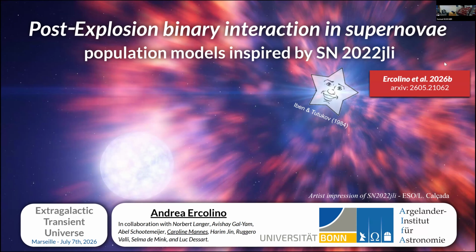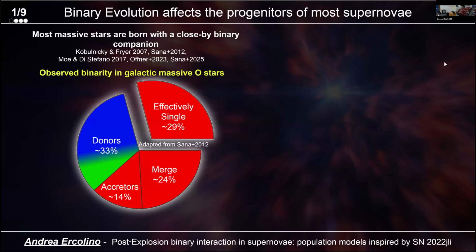I'm Andrea Ercolino. I'm a PhD student, well, not for long anymore, at the University of Bonn. And I want to start off with something that we've just mentioned, which is that we now know that binary evolution really affects the majority of the life of the majority of massive stars. Actually, about 70% of massive stars are expected to interact in some way with a binary companion.